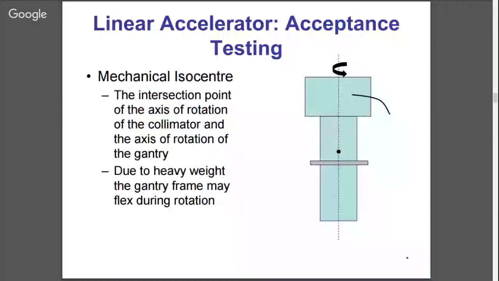So we want to be confident that the intersection point of the axis of rotation of the collimator and the gantry are all going to coincide. And this needs to be checked as we rotate the gantry. The gantry, remember, is a very heavy piece of equipment, and there may be some flex, and we want to check that if there is any flex, the mechanical isocenter doesn't actually move.